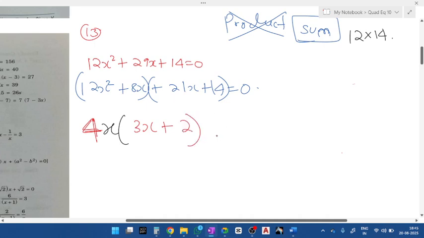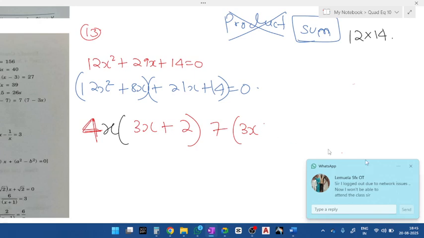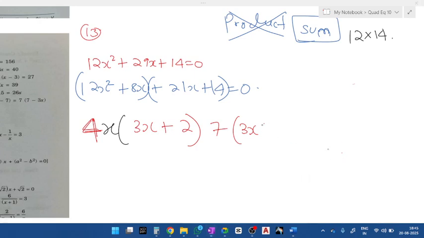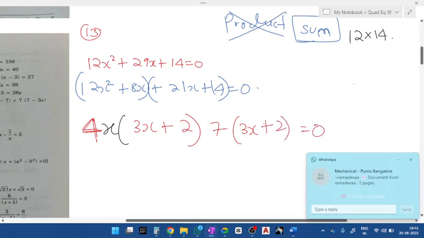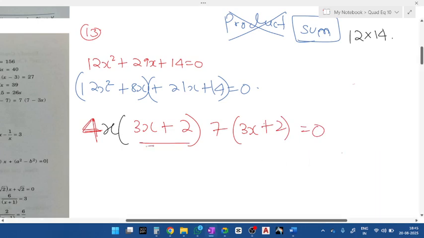Tell me the next one. First one I taught, second one you tell me, be quick. 7 common. Very good. 7. Next. Not x, not x. 3x plus 2. Here the concept is definitely the first and second bracket would be the same. They'll be the same, right? This is the concept.